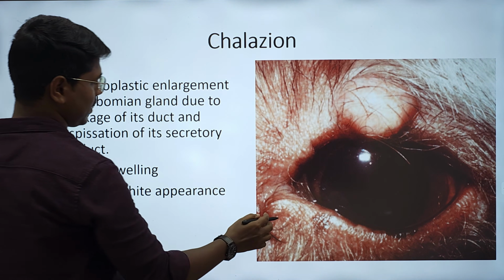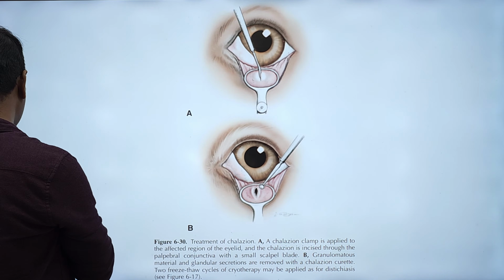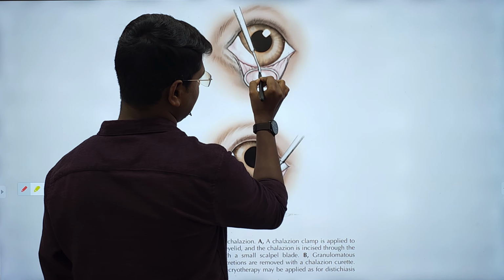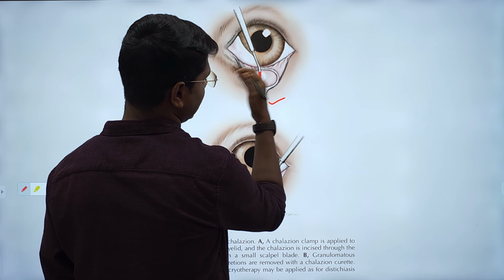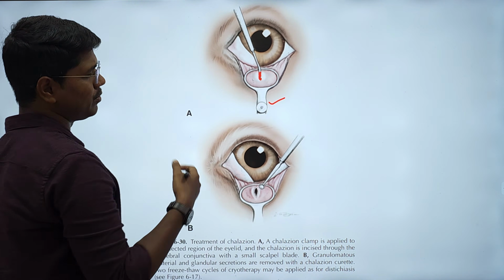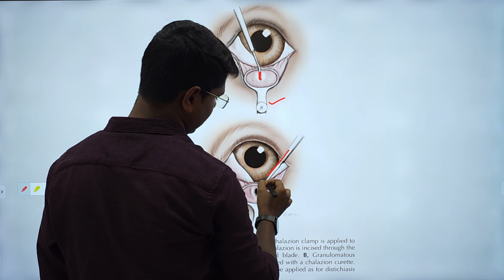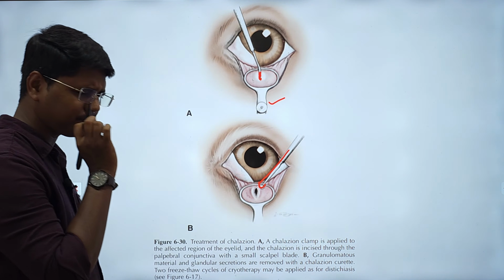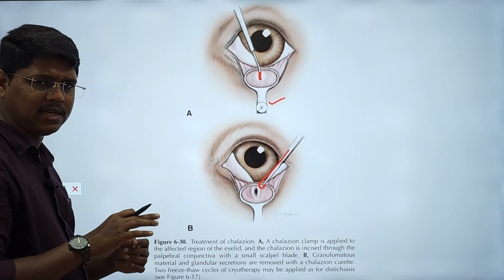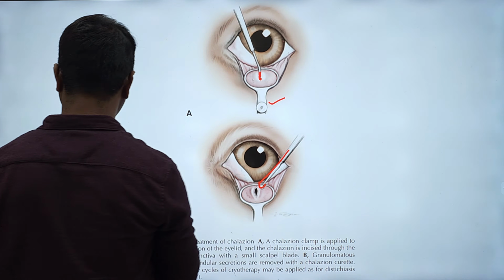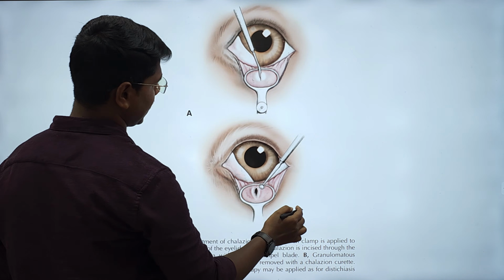So surgically what you can do, I told you regarding the chalazion clamp. So here you have to apply a chalazion clamp, then simply make a small incision, remove the inspissated pus content. You can do some irrigation and you can use the cryoprobe, simply to freeze the cyst and destroy the tissues. Okay, so this is basically chalazion and its repair.